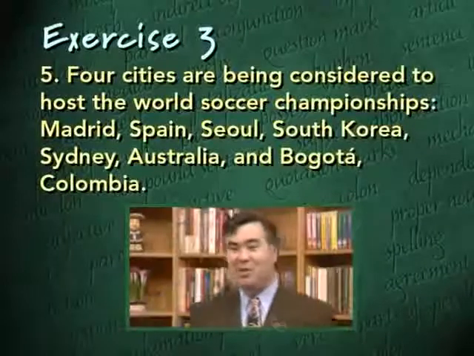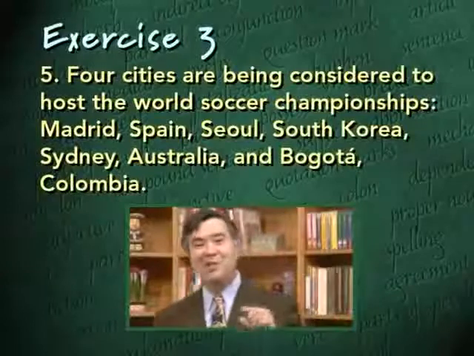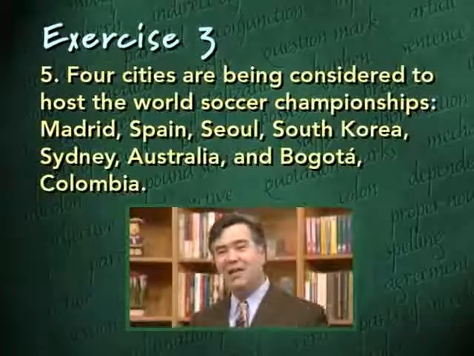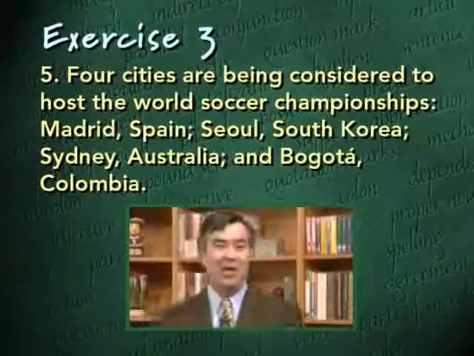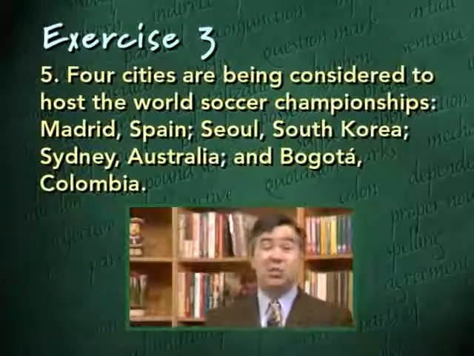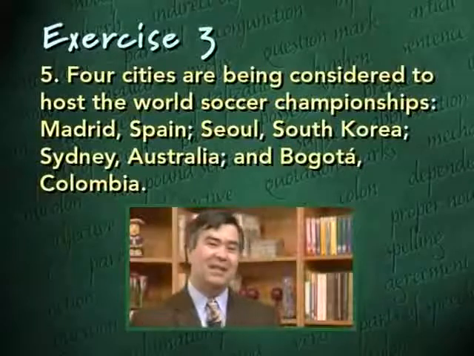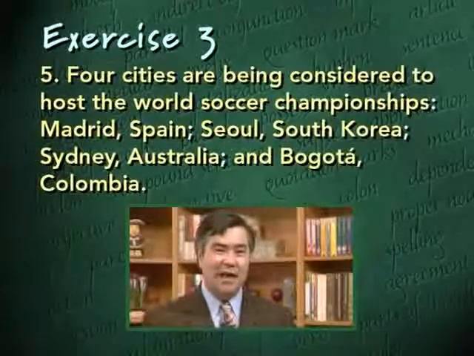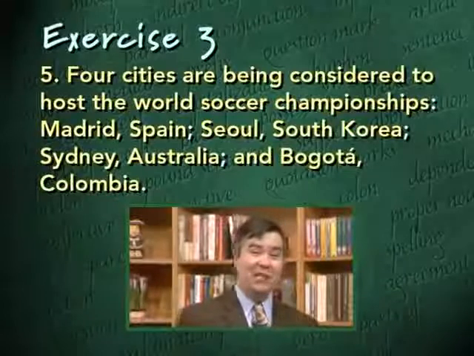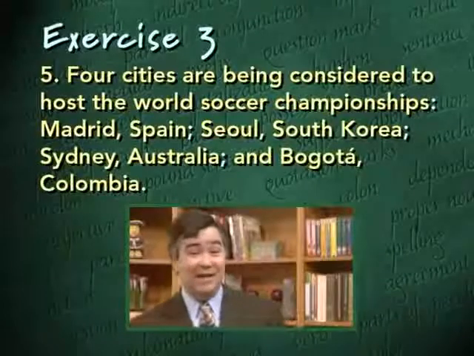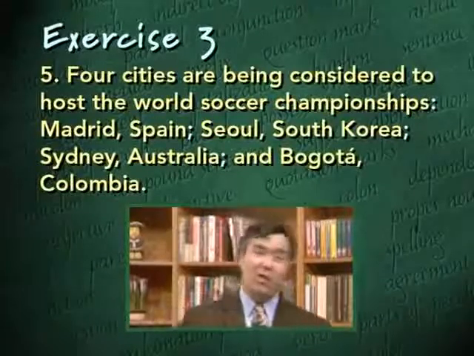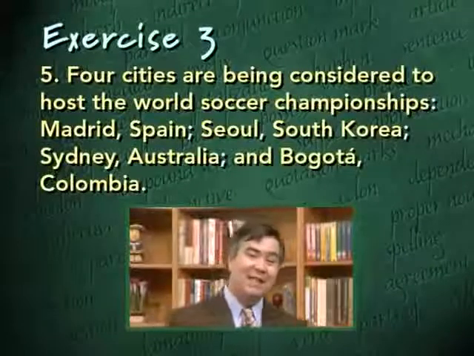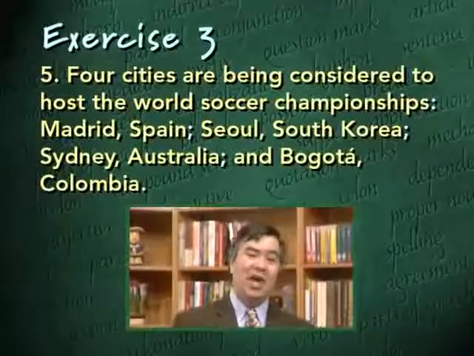Now, what do we do when we have items in a list, each of which contains a comma? For clarity's sake, this is the other instance where we would use a semicolon. We can separate the items in the list with semicolons just because the items themselves contain commas. And it's confusing if you only use commas. You can't tell then where one item begins and the next item ends. So the proper way to punctuate this list would be to use semicolons between the items. And that way it's easy to tell where each item starts.